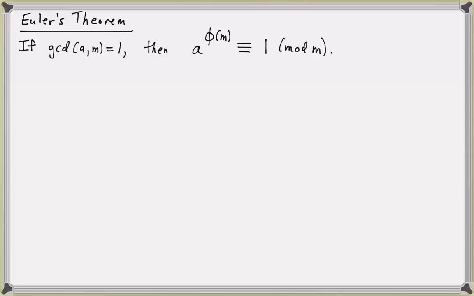So you can see this is a very useful formula because you have an expression with a number to a power, and I can simplify it by replacing it with 1 mod m, and that will greatly simplify calculations involving these types of congruences. So let's give the proof of Euler's theorem, and then we'll actually show that Fermat's little theorem is a corollary of this theorem. We'll prove that next.